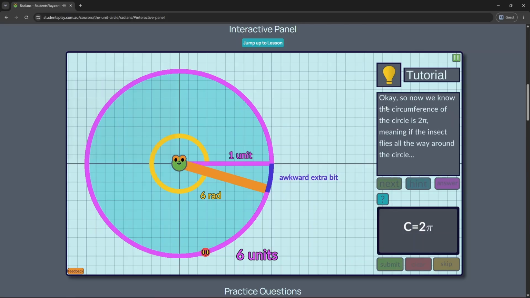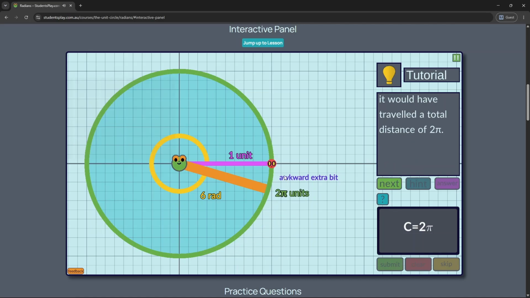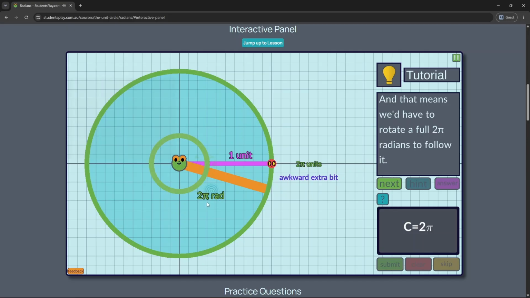Okay. So now we know the circumference of the circle is 2 pi, or just over 6.28, meaning if the insect flies all the way around the circle, it would have traveled a total distance of 2 pi, or 6.28 units. So if this is a distance of 1, this is a distance of 6.28, or 2 pi, same thing. And that means we'd have to rotate a full 2 pi radians to follow it.